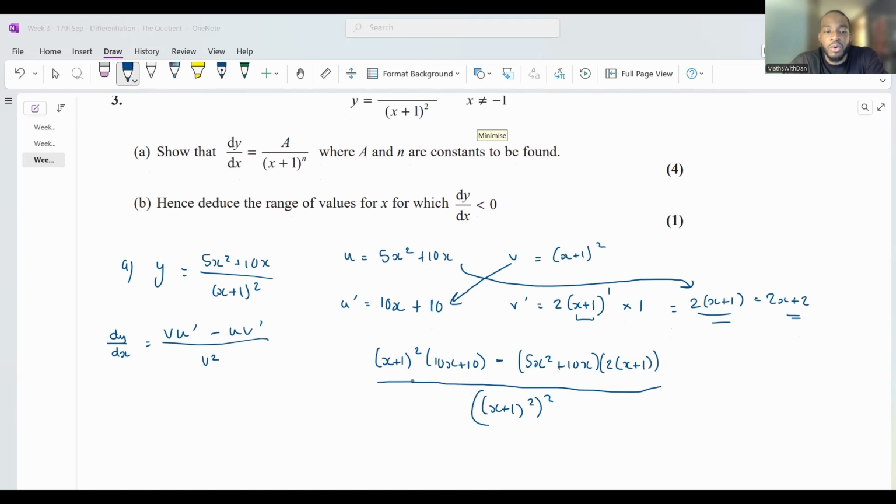Now, let's look at the show that. Remember, whenever you do a show that question, whether it's differentiating something like this or a trigonometric identity you need to show, always have the thing you're trying to show at hand as a point of reference, so you know where you need to get to.